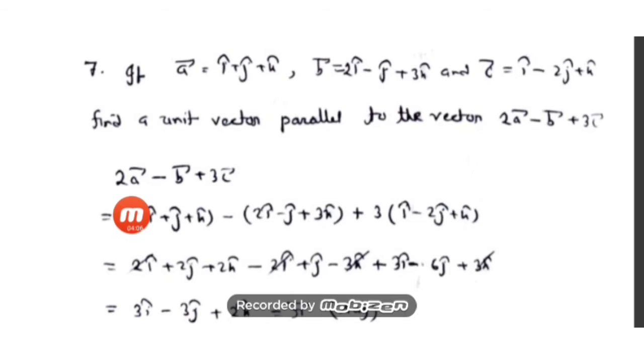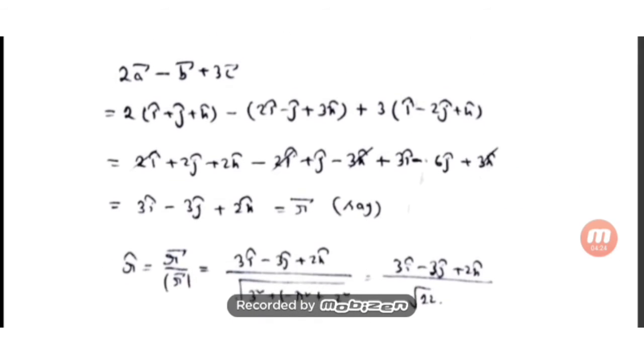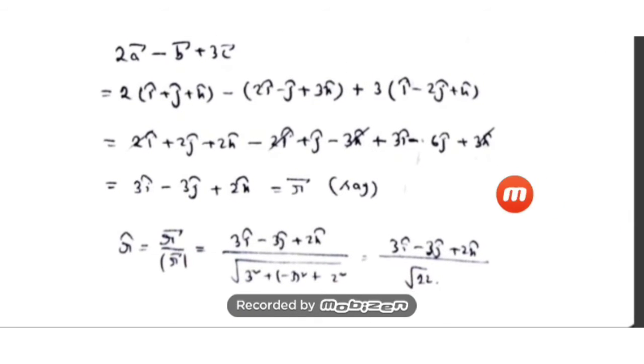So let us calculate it. 2a bar minus b bar plus 3c bar. 2 I have written, then put the value of a bar, which is i cap plus j cap plus k cap. Minus, I had given, then put the value of b bar, 2i cap minus j cap plus 3k cap. Plus 3, then put the value of c, i cap minus 2j cap plus k cap. Then opening the bracket and doing the calculation, we have got 3i cap minus 3j cap plus 2k cap, right? And that I had named as r bar.